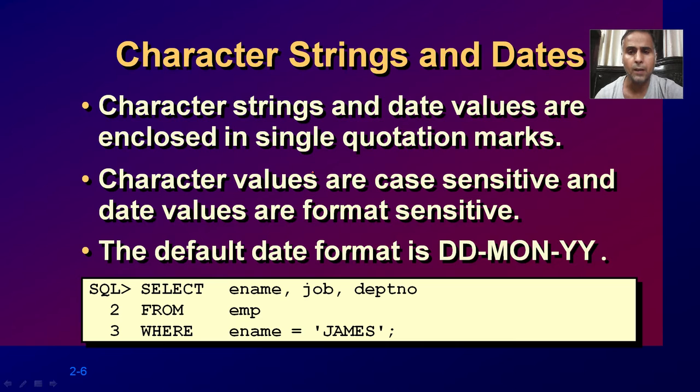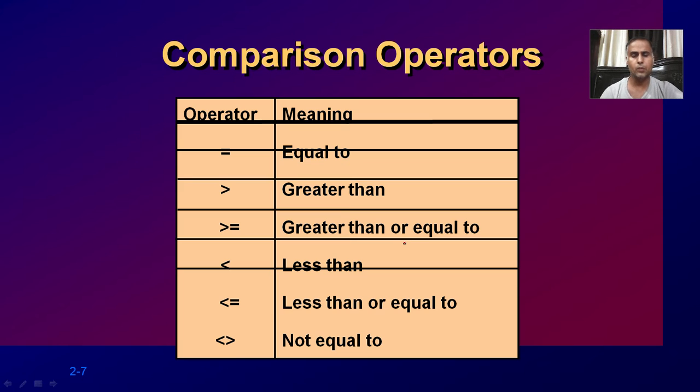Here are some other things we want to discuss. The format of the date is DD-MON-YY, and you can search this way also: ename like 'JAMES', and you can print particular columns like ename, job and department number. The comparison operators are equals to, greater than, greater than or equals to, less than, less than or equals to. One more important thing you must remember is not equals to.